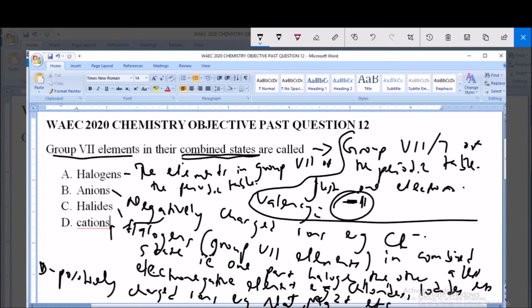So from the definitions we have given for the respective options, option C, halides, is what we described as halogens, or the group 7 elements in combined states. That is, when the halogens have reacted with a less electronegative element, they form what are known as halides. So group 7 elements, halogens in the combined states, are known as halides.